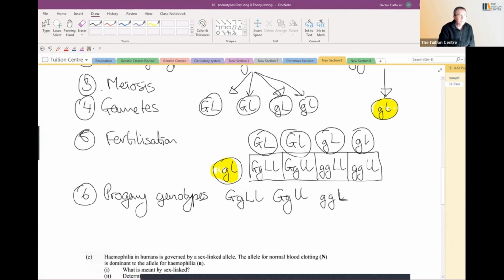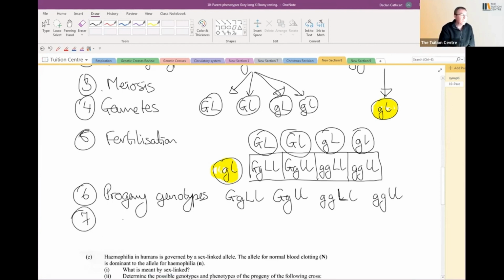Because that way you can fully label them. Otherwise, it becomes just awkward to label them. You're trying to point to things and it can be not clear. It needs to be 100% clear. This is 100% clear. Step 6, progeny phenotypes, and you list them. There's no way that the examiner can claim that you weren't being clear.